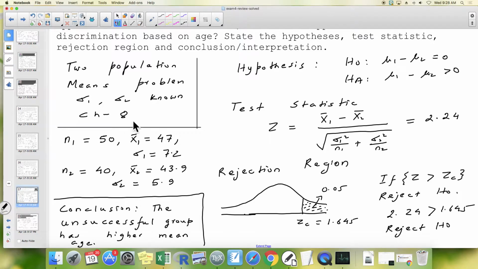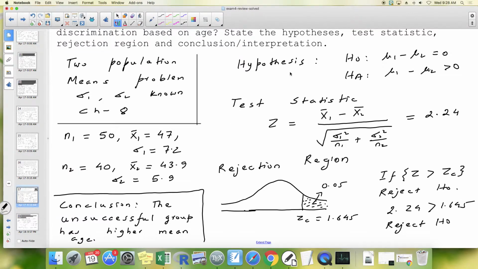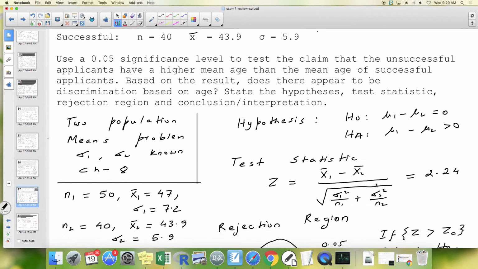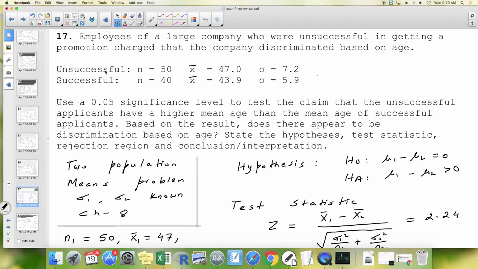And it's a chapter 8 problem. So the null hypothesis, H naught, should be about mu1 minus mu2, because it's a two populations means problem. So mu1 means unsuccessful, mu2 means successful.